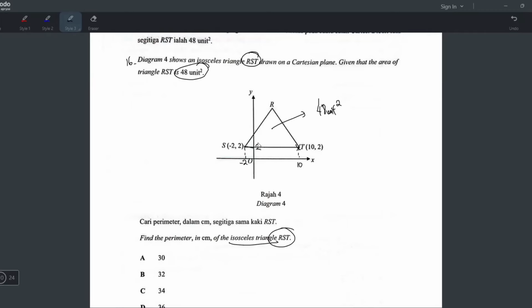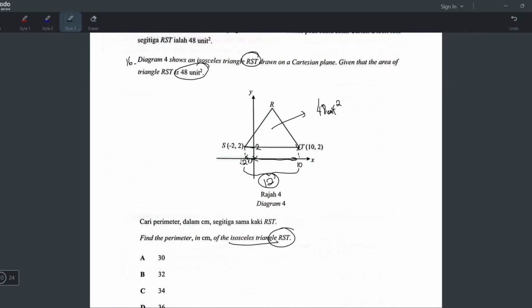And we can actually find out the panjang from here to here. And we need this panjang later because we are finding perimeter later. So let's find out the panjang here. So berapa unit? Okay, sini 2 unit lah. Yeah, from here to here is 2 unit. And from here to here is 10. So it's 12 units. 12 units in total.